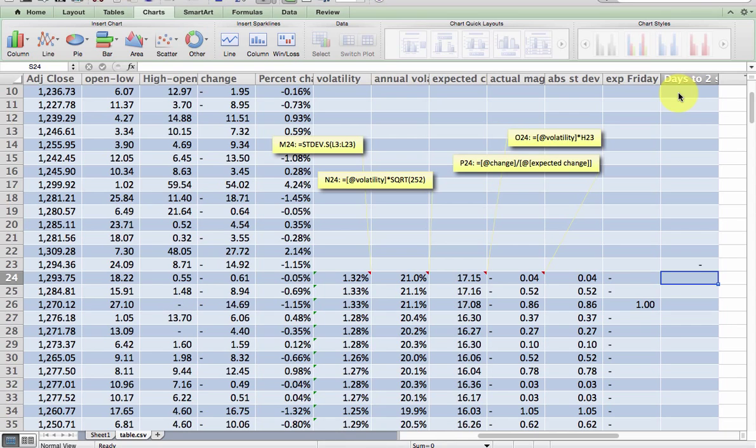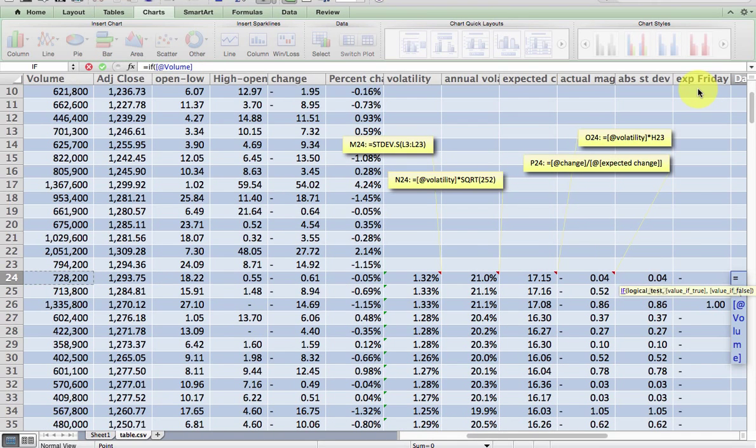Okay, so what I'm going to do is again use an if function, and I'm going to look at the absolute magnitude, or sorry, not the absolute magnitude, but just the magnitude, the actual magnitude of yesterday's movement. Okay, and if that is greater than or equal to 2, I'm going to mark it with a 1. All right, so this would indicate that it has been 1 day since a 2 standard deviation or better movement.